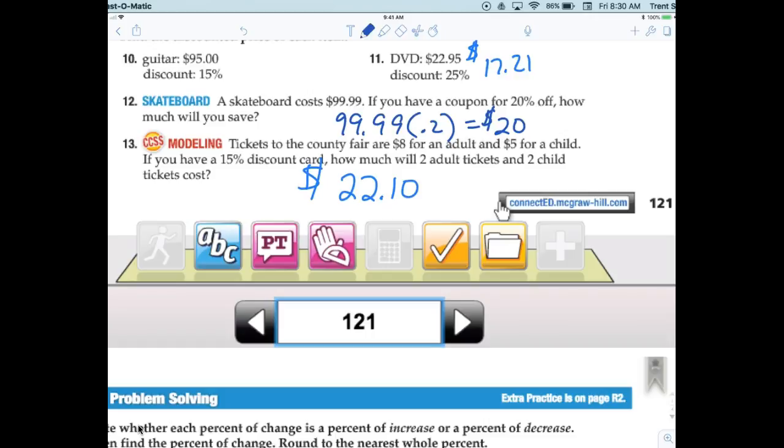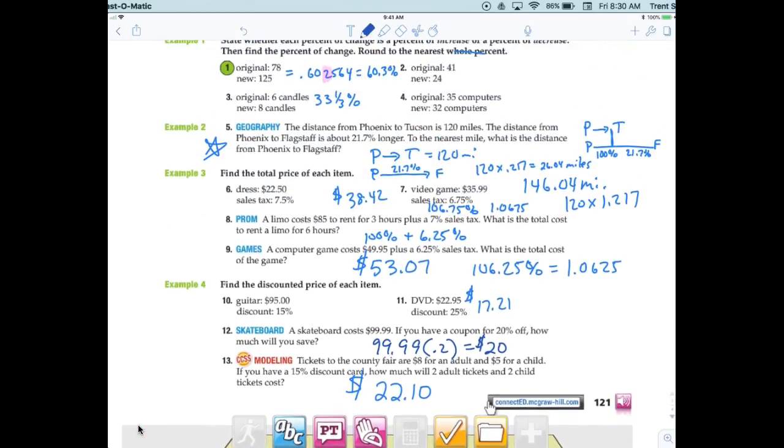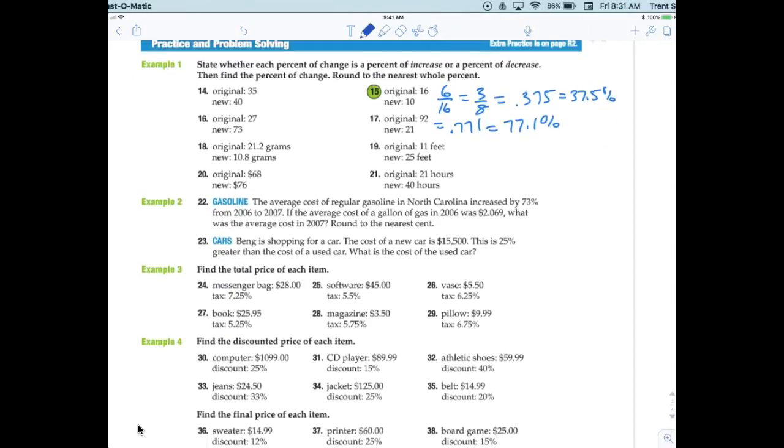Yeah, I'm looking through here and I don't think there's that much more. I'm trying to find a harder one maybe for us. Let me see. 22, 73%.